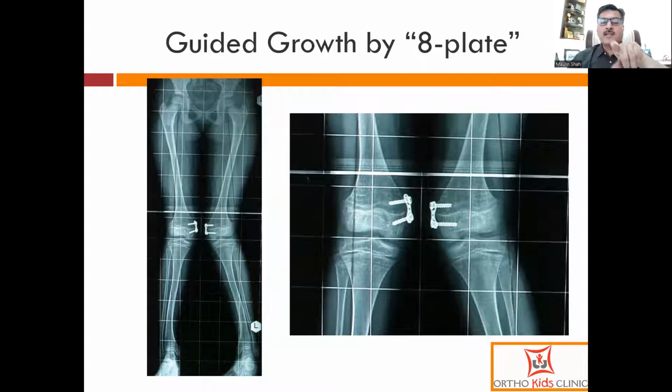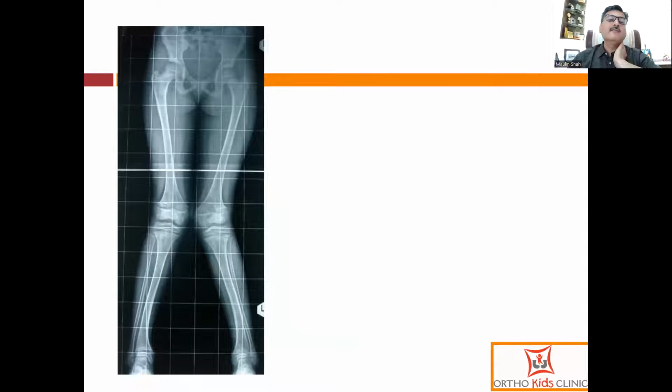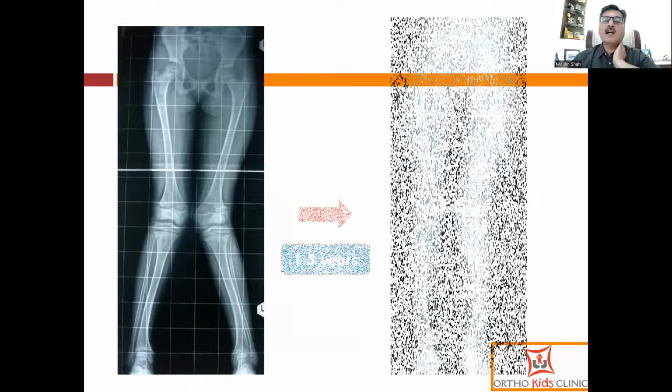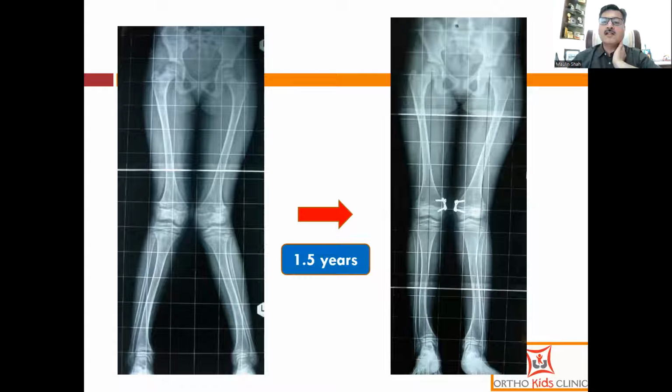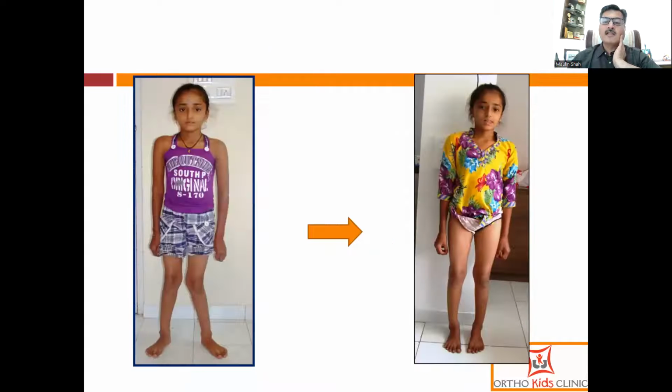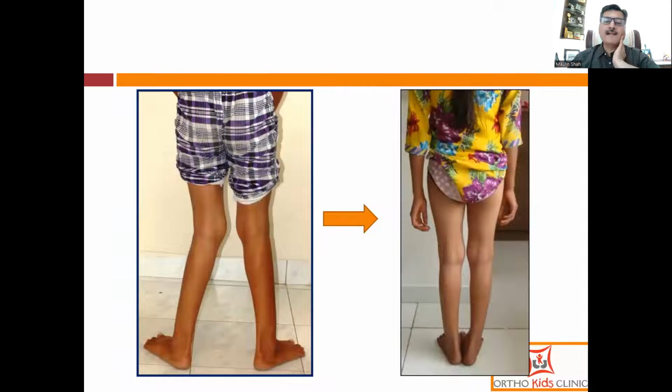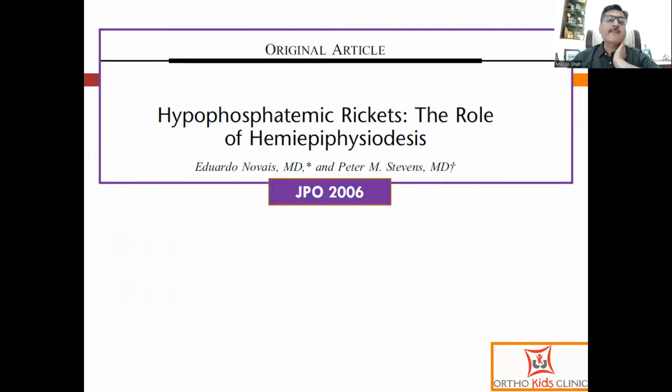I would have placed a little bigger screw on the metaphyseal side, but this was one of my initial cases. And in 1.5 years, this deformity got completely corrected and the mechanical axis got neutralized. This is a clinical outcome of that girl from front and from back. So you can correct this deformity this way.